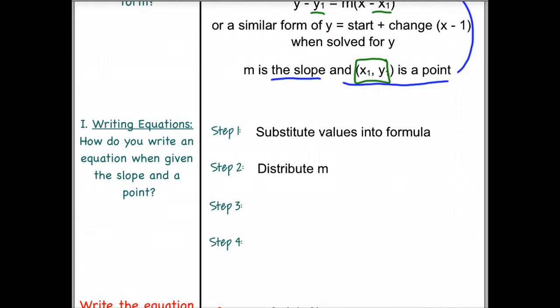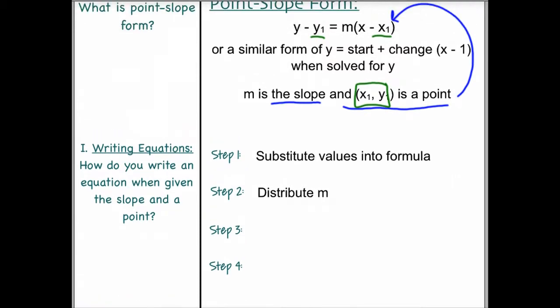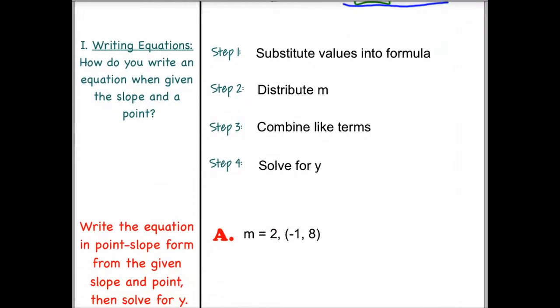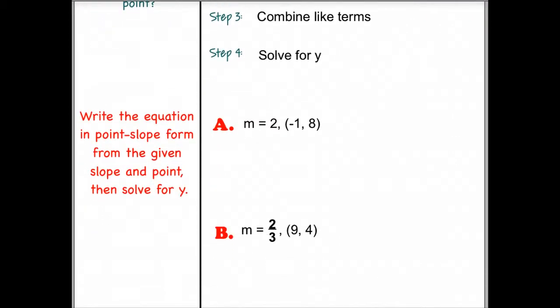The second step is to distribute m. So if we look up here, what that means is we're bombing m through. So we'll take m and multiply it by the x, and then multiply it by the x1. Our third step is to combine like terms. And then the fourth step is to solve for y. So let's get to it.